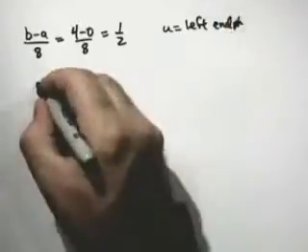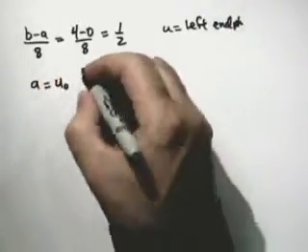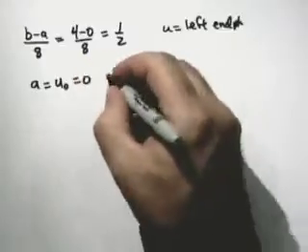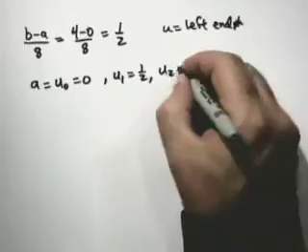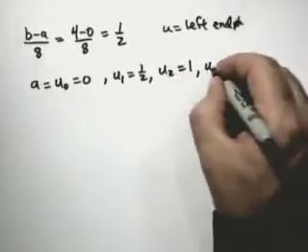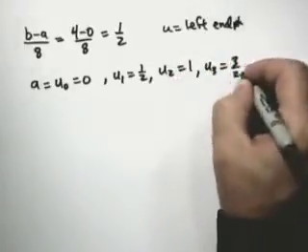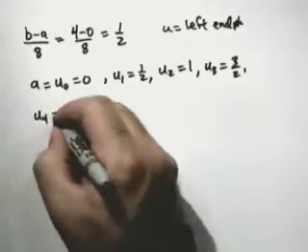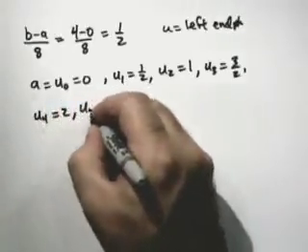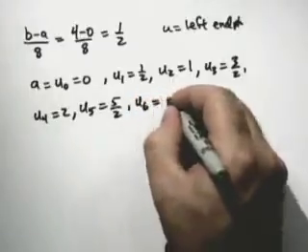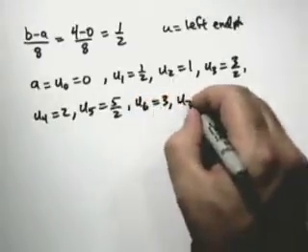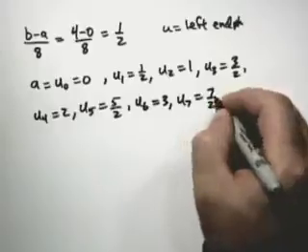we'll have a equals u sub 0, which is equal to 0. u sub 1 will be 1/2. u sub 2 is equal to 1. u sub 3 is equal to 3/2. u sub 4 is equal to 2. u sub 5 is equal to 5/2. u sub 6 is equal to 3. And u sub 7 is equal to 7/2.